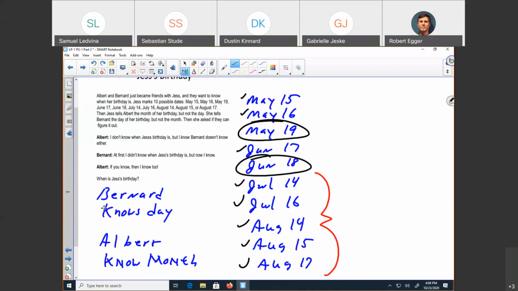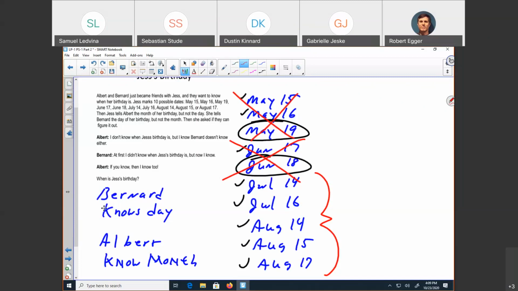Because Albert's thinking the dates are 14, 15, 16, or 17, which from Bernard's viewpoint is anywhere in a number of different months. Which is why we can eliminate May and June. Because if it's not the 18th, it can't be June. If it's not the 19th, it can't be May. That way we give it the entire month.